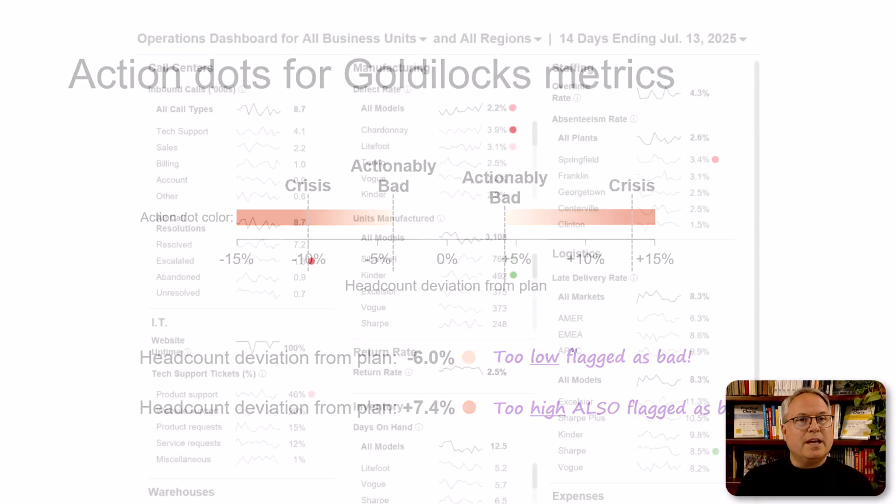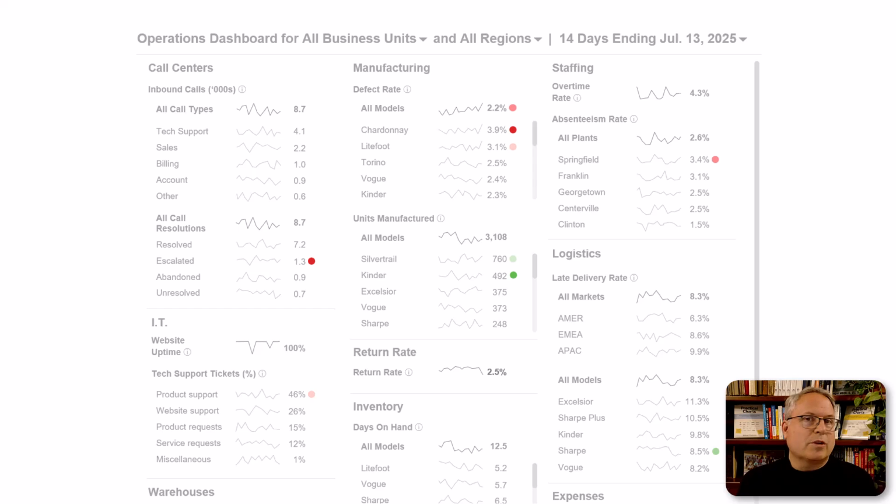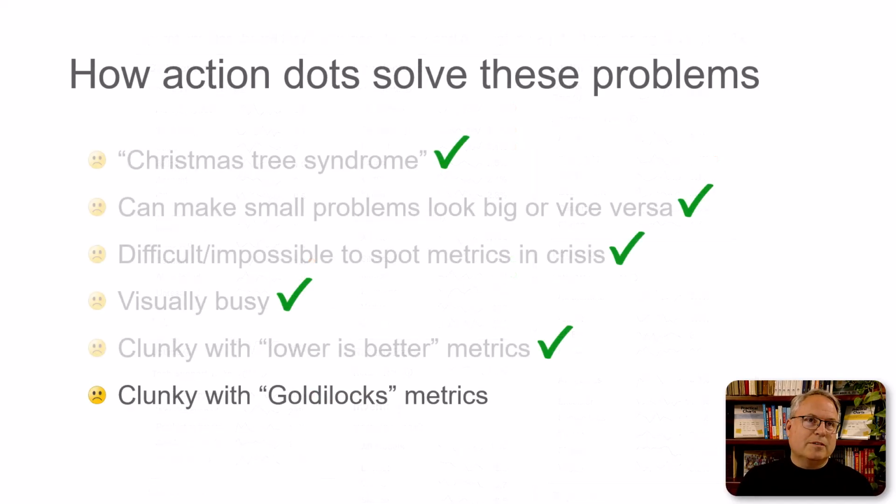And so once again, from the user's perspective, they don't have to worry about this at all, right? They just look for light red, dark red dots, and they don't have to worry about whether it's a Goldilocks metric or higher is better or higher is worse kind of number. It's all the same. So we don't have to worry about this either.